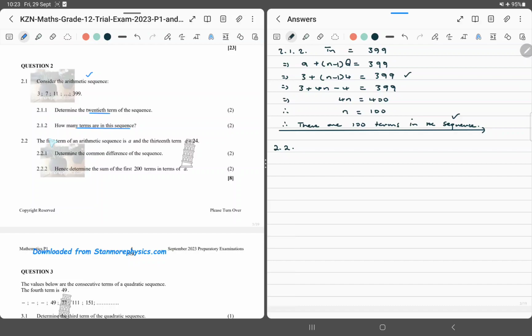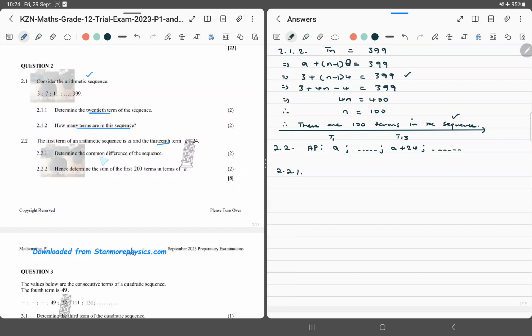2.2 says the first term of an arithmetic sequence. So again, we're given an arithmetic progression. The first term is a, goes on, and then we're told the 13th term is a plus 24. And then this goes on. So this is T1, this is T13. Great. So let's do it.